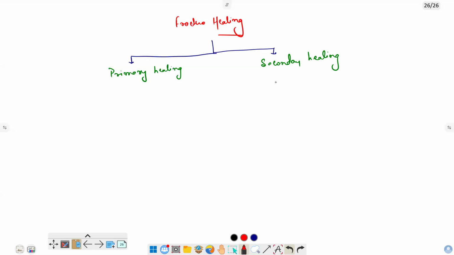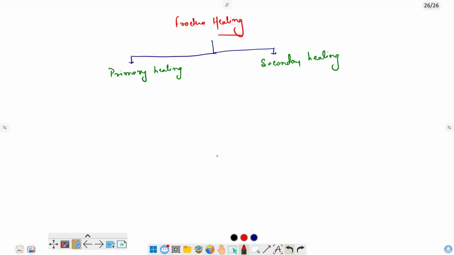In the primary healing, what happens here? There is no callus formation. When we discuss fracture healing in detail, we will learn about a section that we call callus formation. Callus formation is basically a bridging between two fragments of the bone.